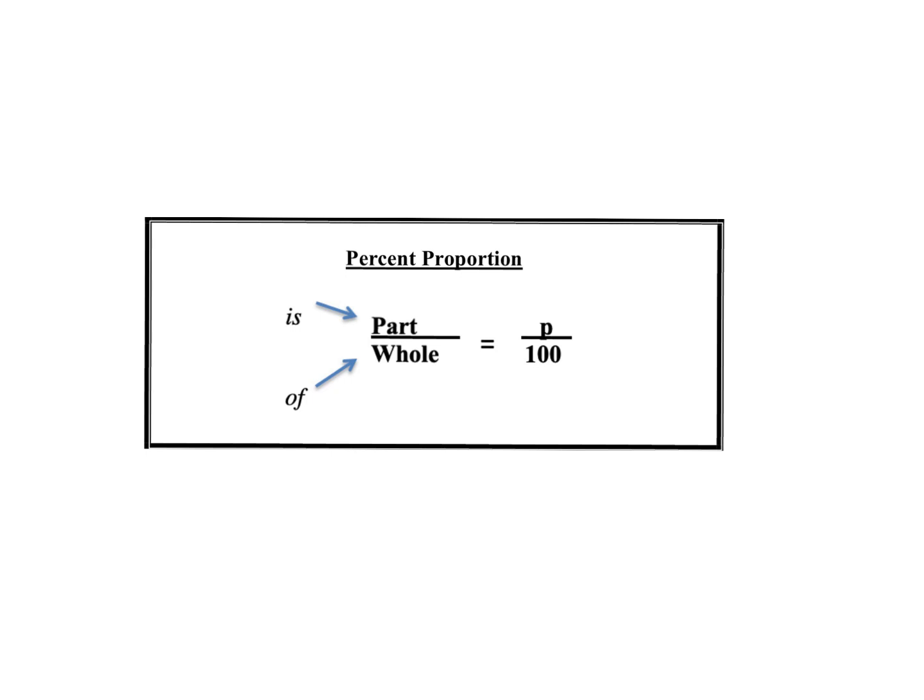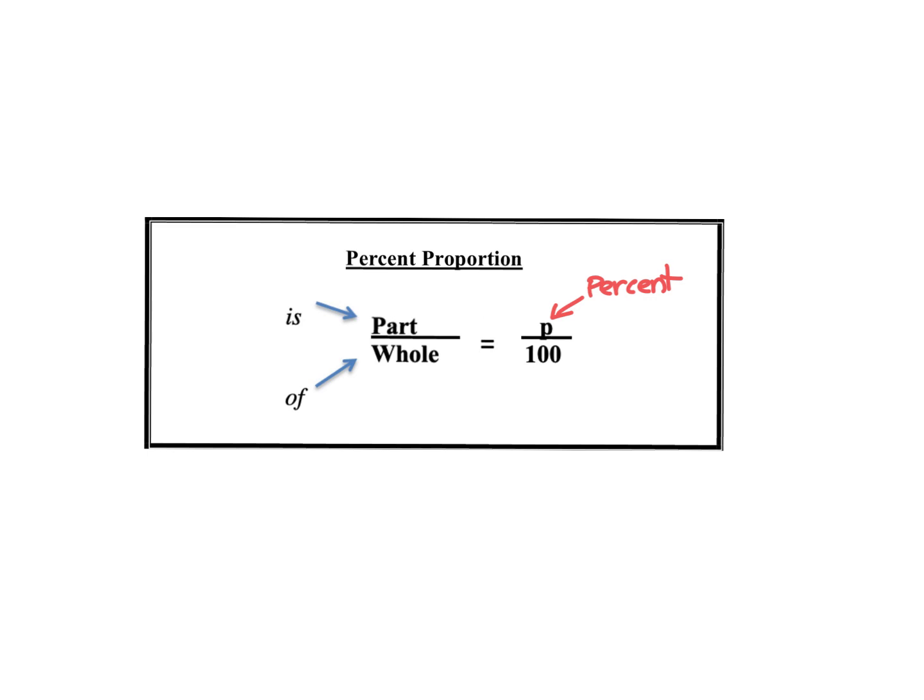So what is a percent proportion? One way to solve percents is to set it up as a proportion. So we have the part all over the whole is equal to P, and the P is our percent. And we know that percentages are out of 100. Notice that our bottom number is 100.